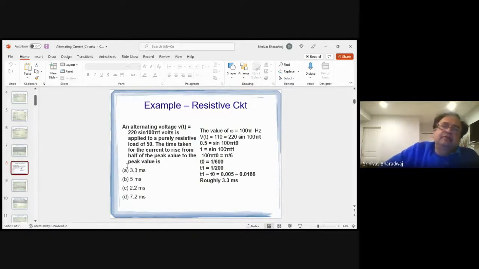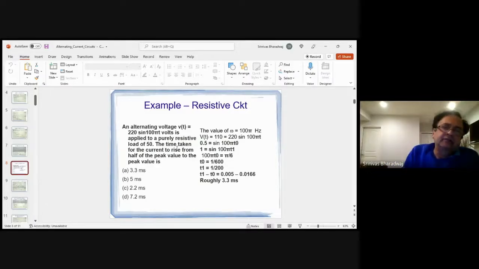So at what time does it become 1? That is when 100 pi t naught equals pi by 2. So from pi by 6 to pi by 2, you end up with 1 by 600 to 1 by 200. Therefore, you subtract 1 by 600 from 1 by 200. So 1 by 200 is 0.005, 1 by 600 is 0.016, therefore roughly 3.3 seconds.